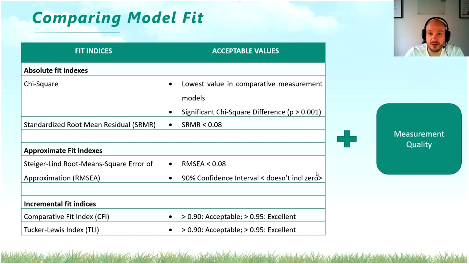The same thing with SRMR. Here we want a value that's smaller than 0.08. The same thing with RMSEA. Here we want a value smaller than 0.08. We want the confidence interval to not include 0. Important. And finally, for incremental fit, and this is usually the thing you look at first, these incremental fit indices need to be bigger than 0.9. So anything below that doesn't indicate fit.